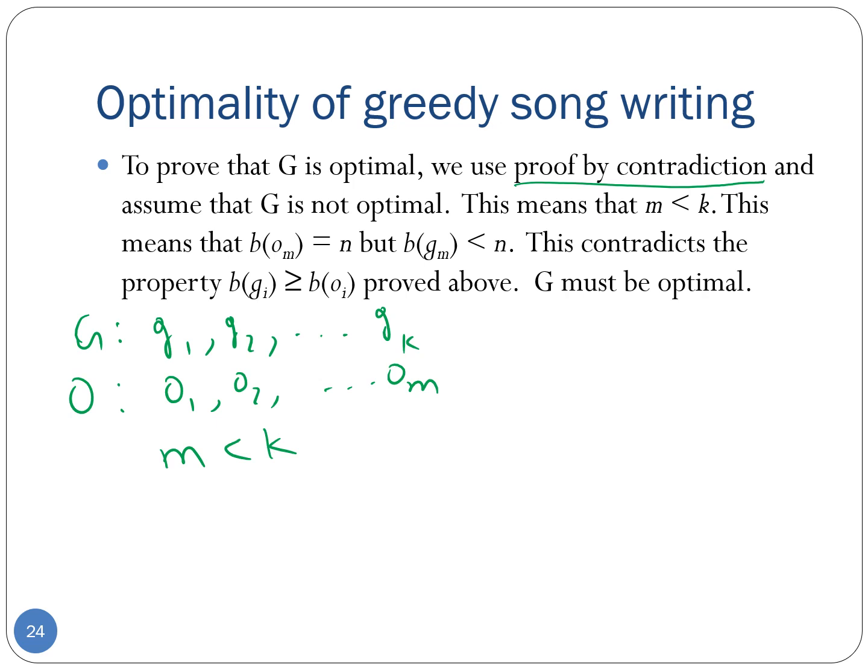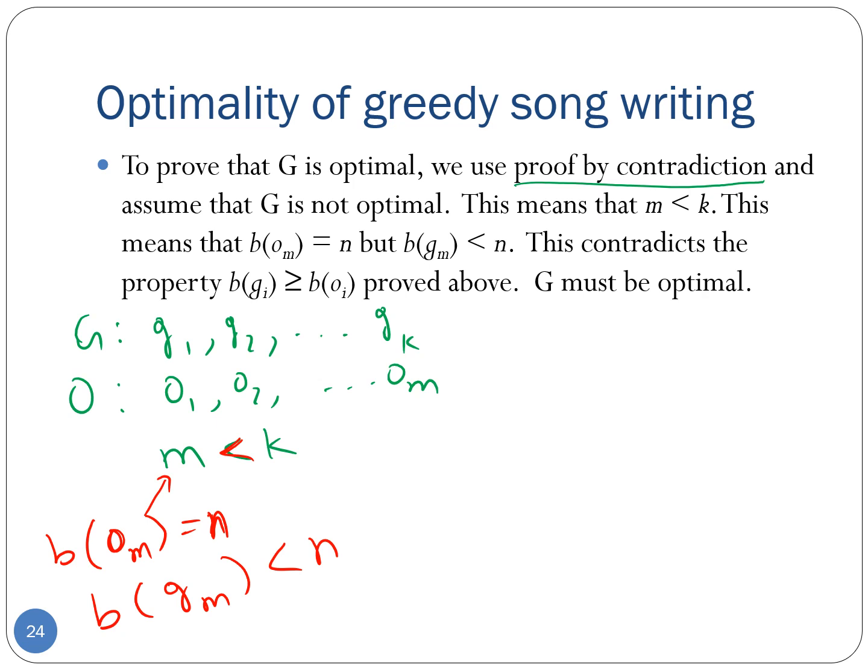So this basically implies that B of O_M is equal to N. The highest song that is written in the Mth CD by the optimal algorithm should be the last song, the Nth song. And because K is greater than M, this means that the highest song that was written by the greedy algorithm in the Mth CD, B of G_M, should be less than N, because the greedy algorithm is using more CDs as compared to the optimal algorithm.